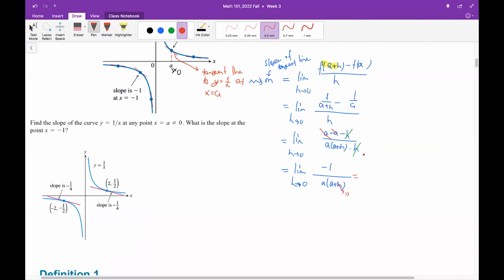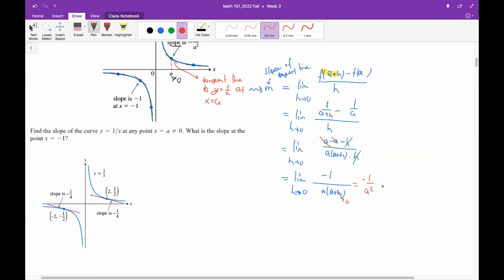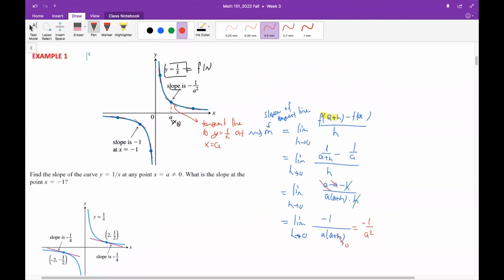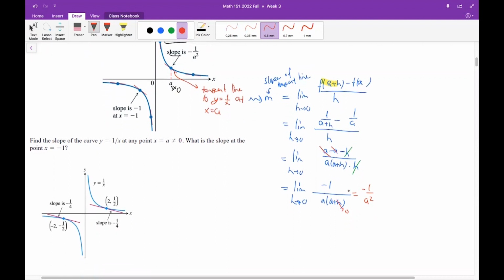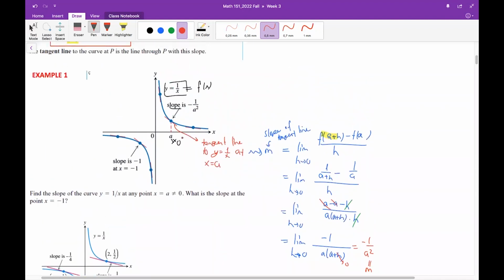This part goes to 0. So the result is minus 1 over a squared. So at any point a different than 0, the slope of this tangent line is given by this expression, which is computed by this limit definition. Okay. Next, what we can do. This is the slope at any point drawn to your curve.